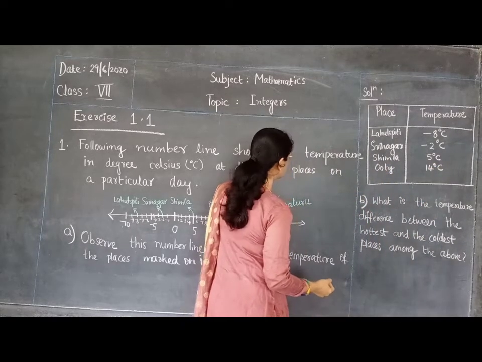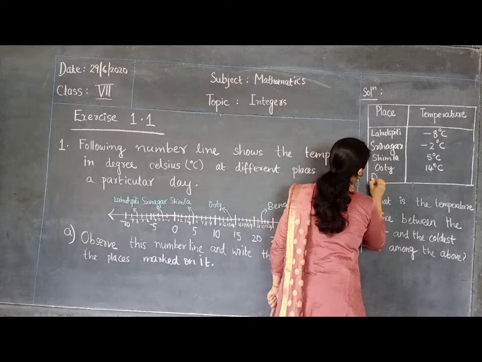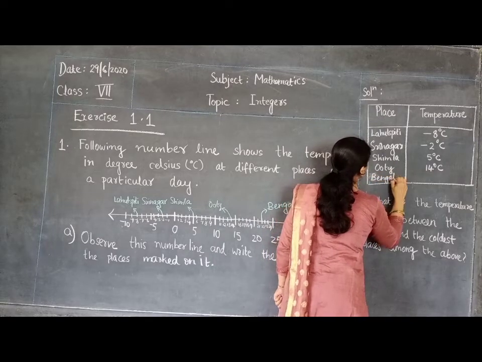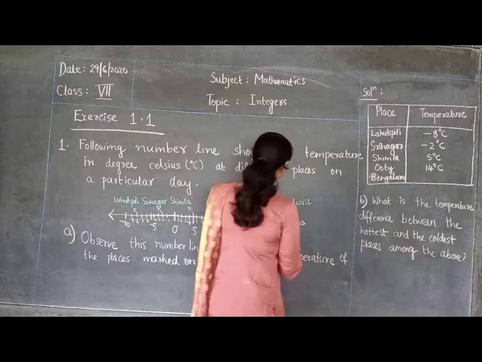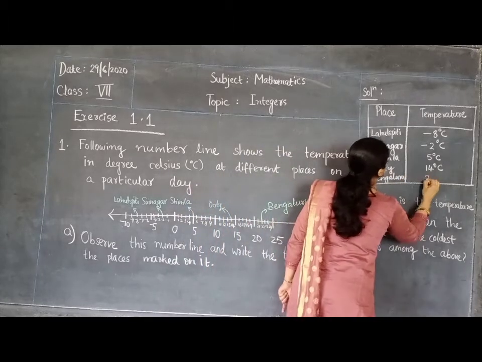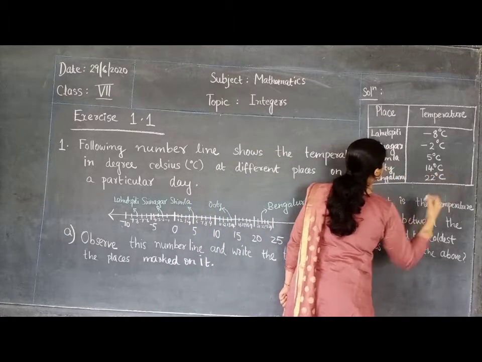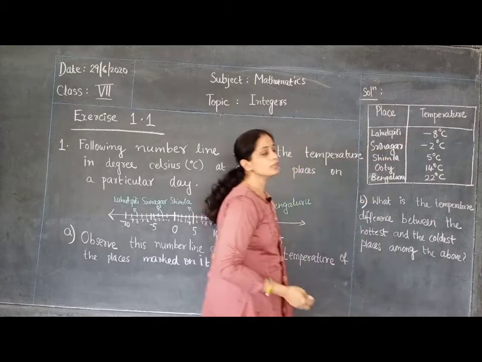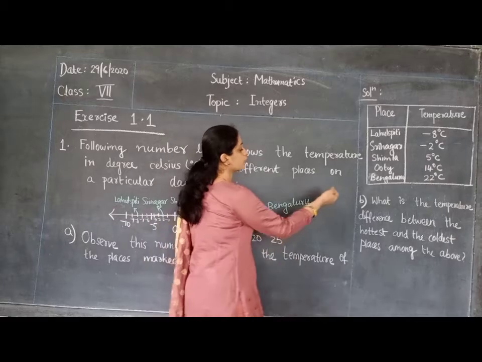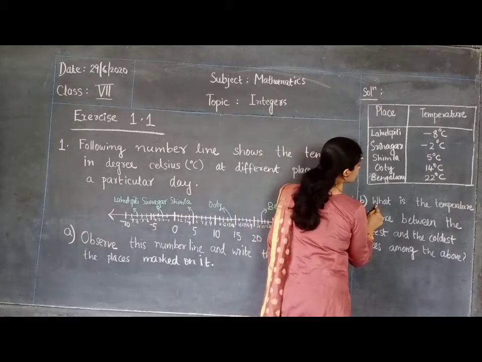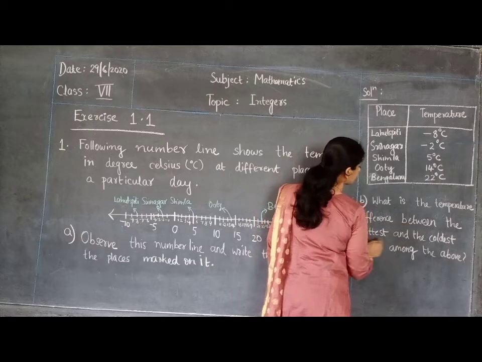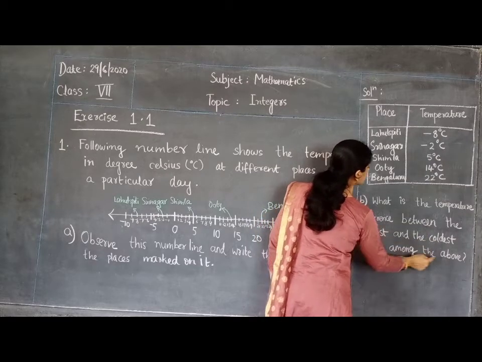And last one, that is 5th one, Bengaluru. Bengaluru is 22 degree Celsius. So here from this you can find out which is the hottest and coldest places. So that is our second question. Second question is, what is the temperature difference between the hottest and the coldest places among the above?